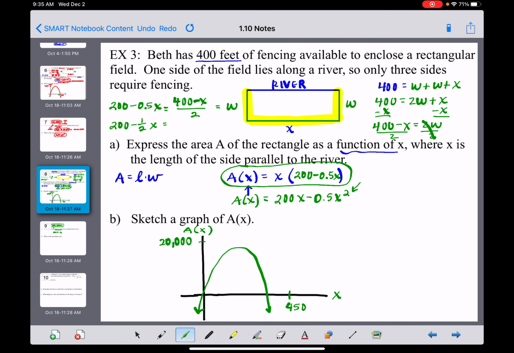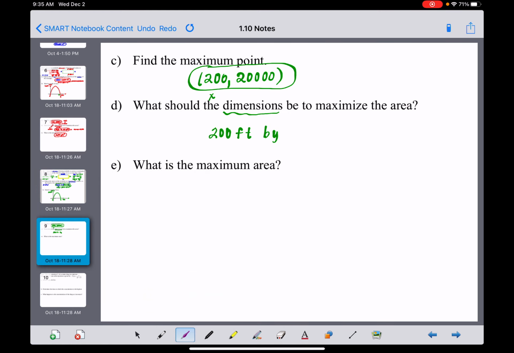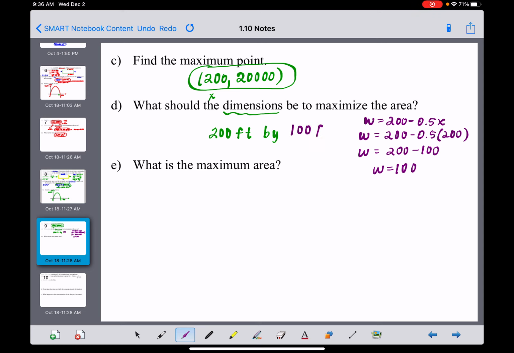So remember, if we go back up here, it was 200 minus a half times x is how we found the width. So that's how we're going to find the width here. So we're using that information. So the width is 200 minus 0.5x. To find my width, I'm going to take 200 minus 0.5, and my x value was 200. So a half of 200 is 100, so my width is 100. So length is 200 feet, width is 100 feet.